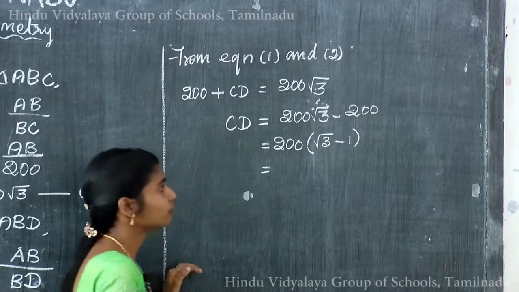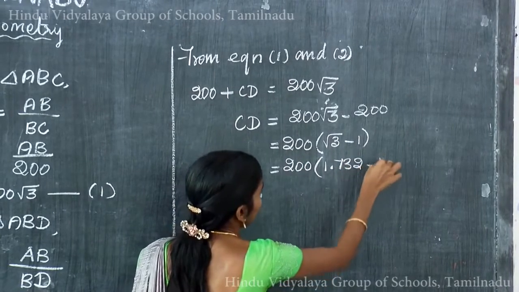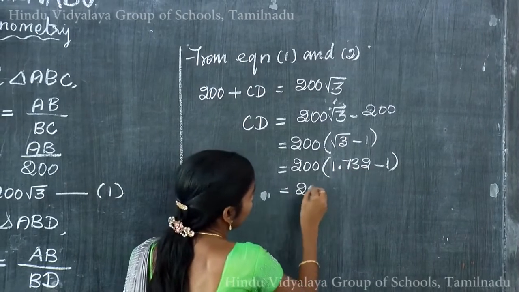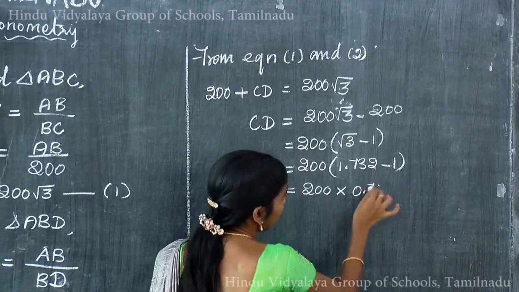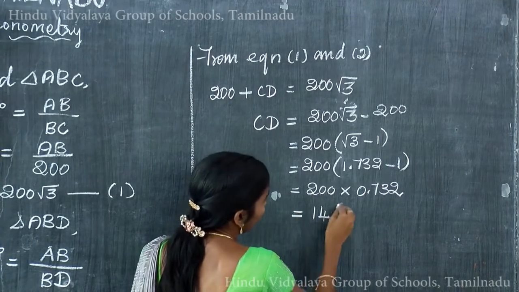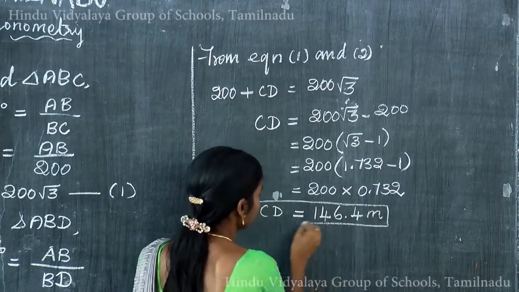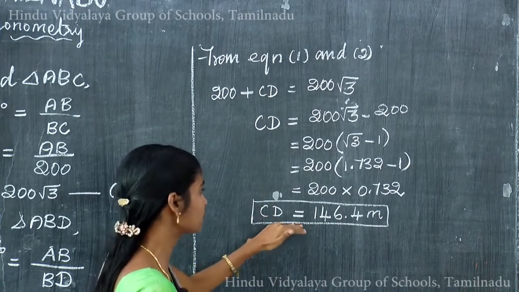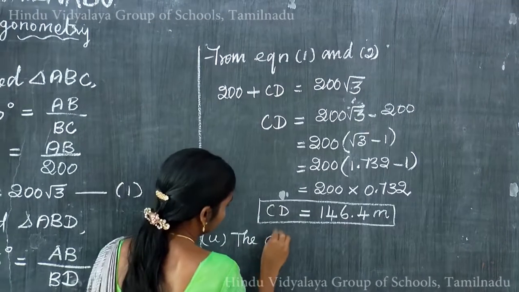Remember what is the value of root 3? Yes, it is 1.732 minus 1. All should study the value of root 3, that is 1.732. If we subtract, we get 1.732 minus 1, which is 0.732. Now multiply these two, we get 146.4 meter. So CD is equal to 146.4 meter. That is, the distance covered by the boat in 10 seconds is 146.4 meter.